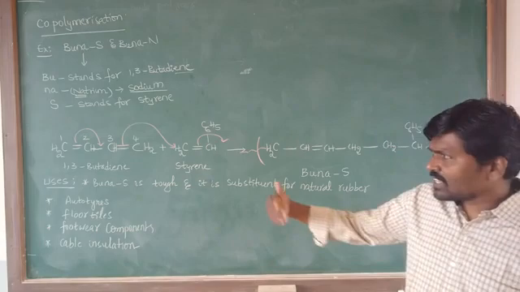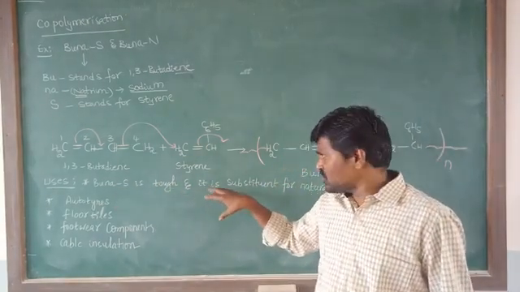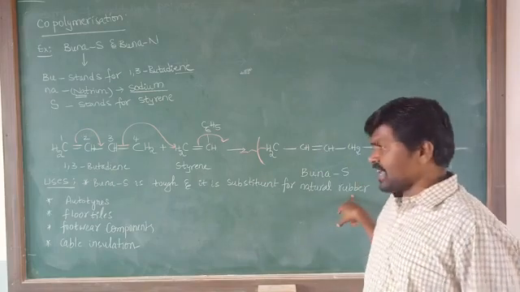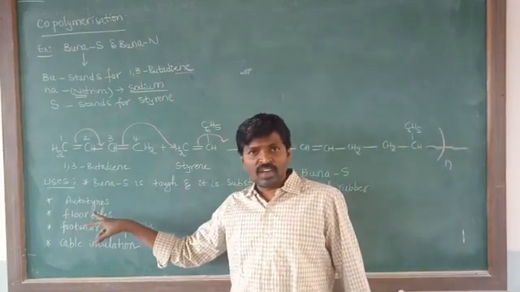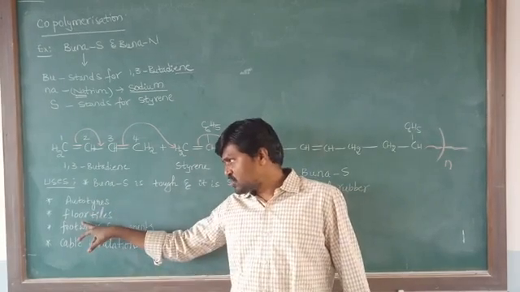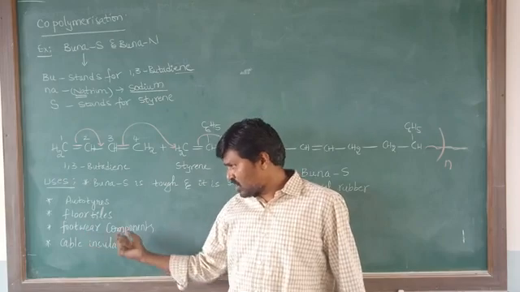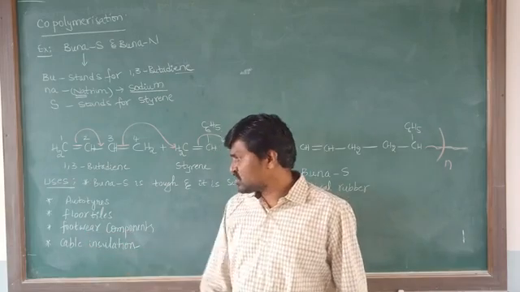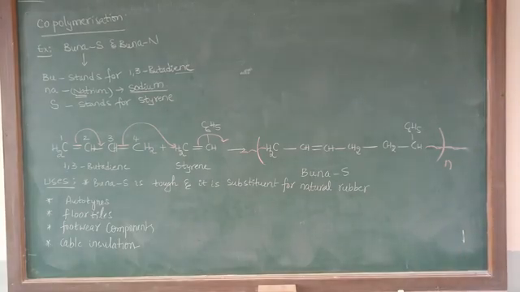What are they? The first one is that Buna S is very tough, and it is used as a substitute for natural rubber. It is also used in the manufacture of auto tyres, in floor tiles, as footwear components, and in cable insulation. Right, so this is regarding copolymerization.